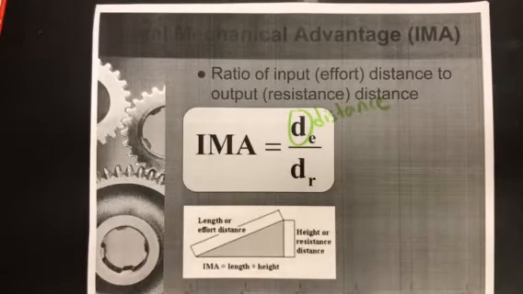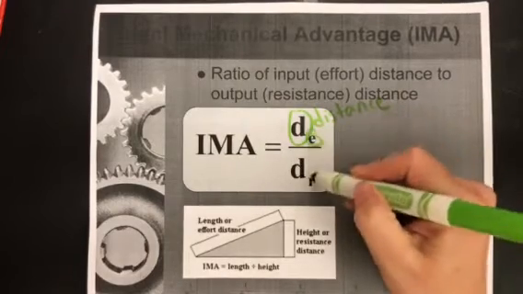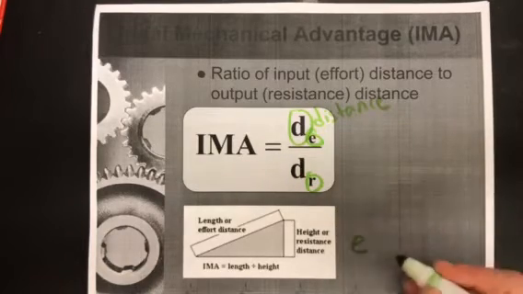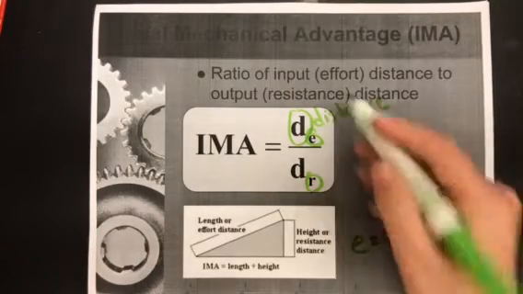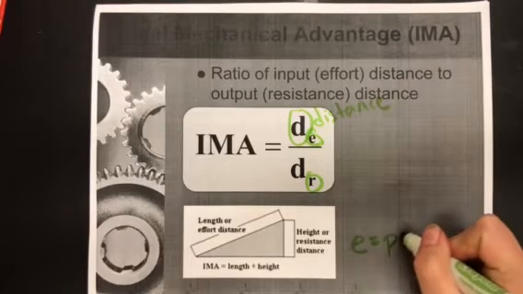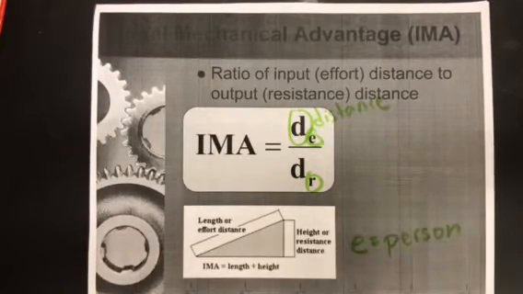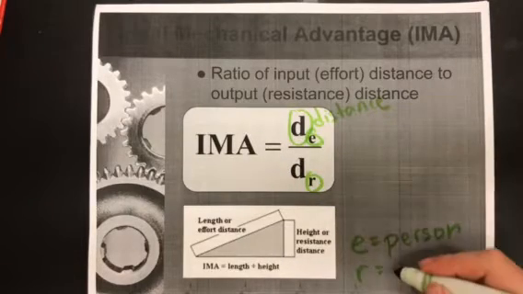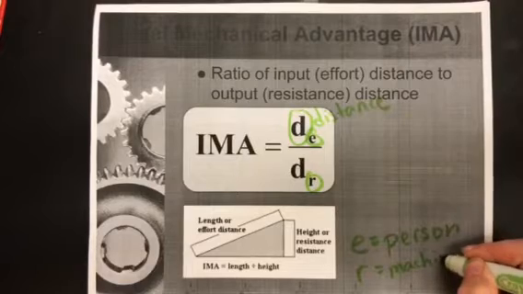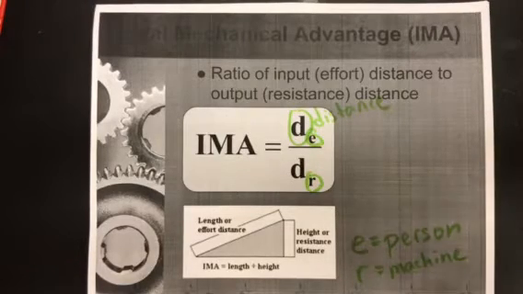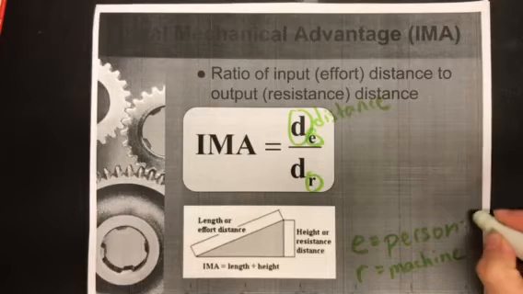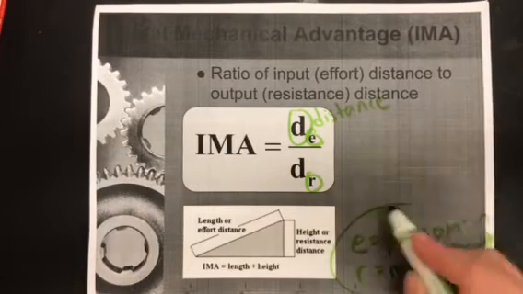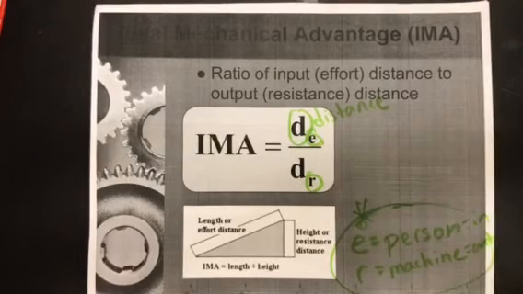The main thing you've got to understand from this video is what this E and this R stand for. So E is going to be the effort. So this is what the person is doing. And then the R stands for the resistance. So this is what the machine is doing. It's the same thing as the person being the input. The machine is going to be the output. This right here is going to be the key to doing all the problems that we're going to do today.